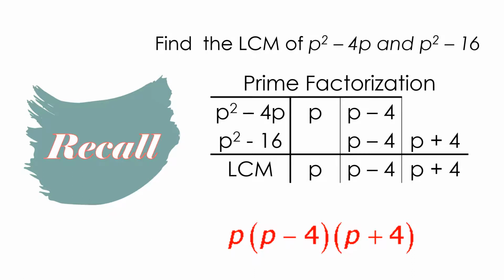If we are going to simplify this one, the correct answer must be p cubed minus 16p. So that's the LCM. This is not yet the simplified one. This is the expanded form. So if we multiply p times p minus 4 times p plus 4, the answer is p cubed minus 16p.